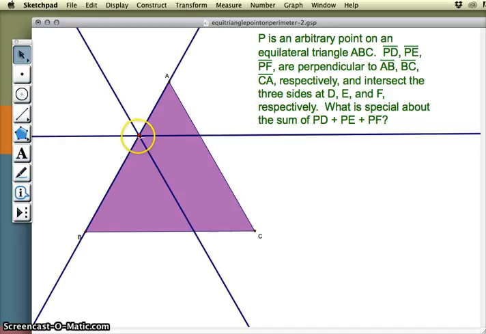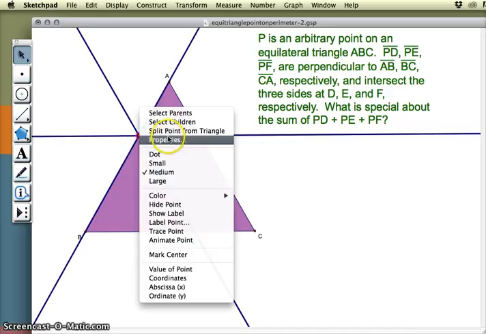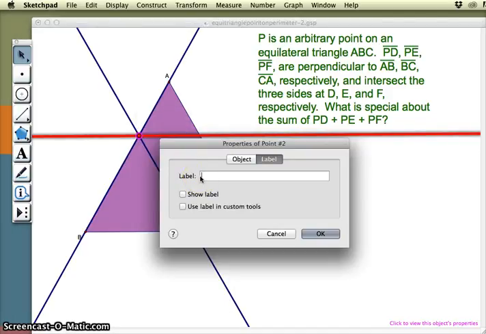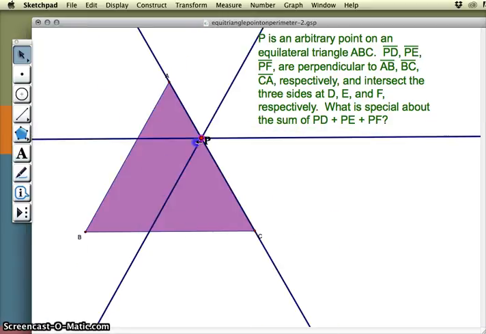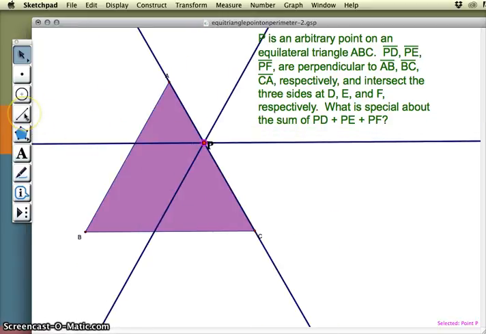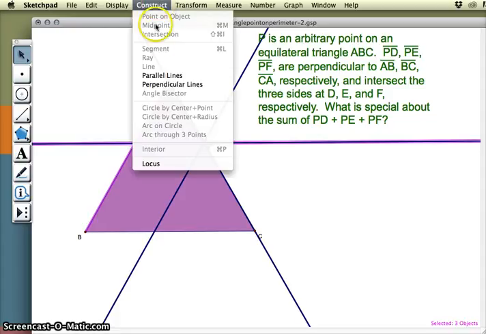Let's call this point P. Okay, and the points where the parallel lines intersect are D, E, and F respectively.